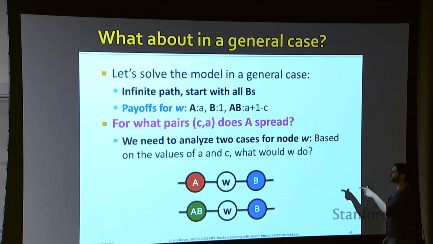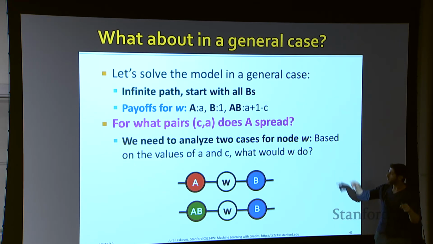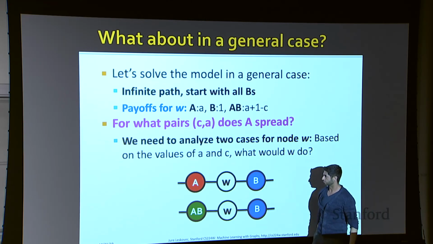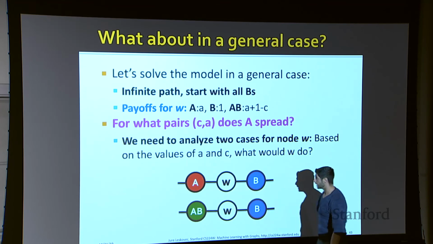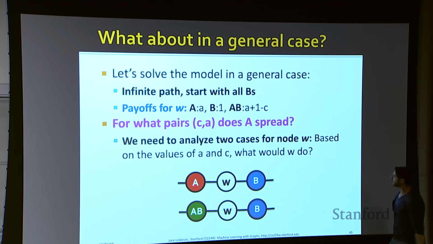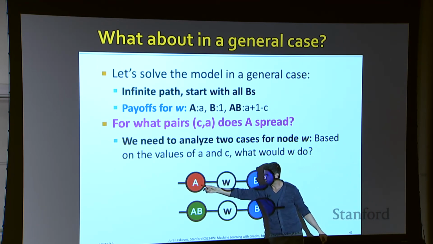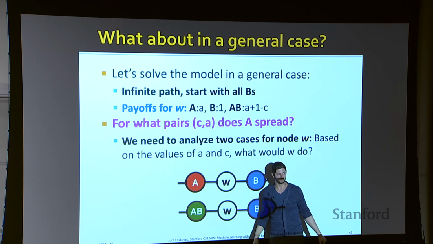Now, for what pairs, so for which choices of cost c and payoff a, does A spread over our chain network, okay? And the node that we're going to start to analyze first is going to be w, okay? So we need to analyze these two different cases, okay? Based on the values of a and c, what would happen if the starting node here on the left is A, or what would happen if the starting node here is AB, okay?